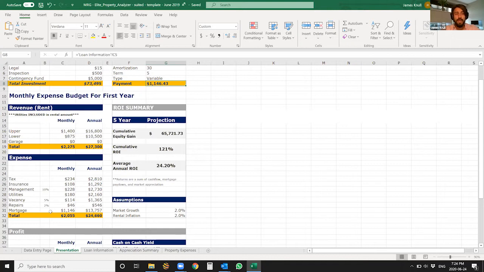Easy peasy. So one of the things that we do, because this is a very common way to manage properties in Edmonton, is that you actually include the utilities with the rent. So that's why in the fine print here it says utilities included in the rental amount.